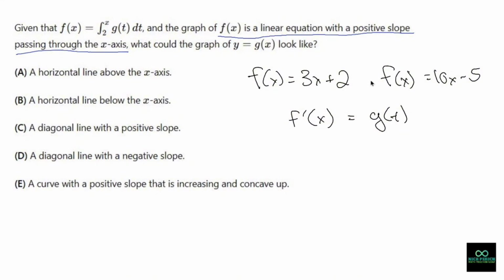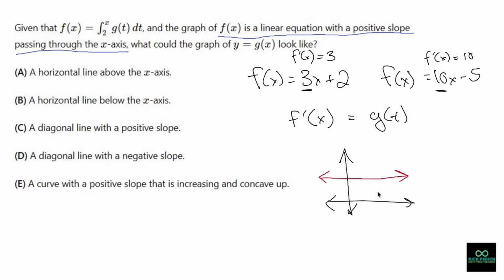Taking the derivative of any of these guys is just going to leave me with a positive number. Like taking the derivative of f of x here would be 3, so f prime would be 3, or f prime would be 10 in this case. f prime of any linear equation with a positive slope is just going to be a positive number. So the graph is always going to look like a positive constant, which is going to be something that looks like this, a horizontal line above the x-axis. So kind of a tricky problem, but that's how you do it.